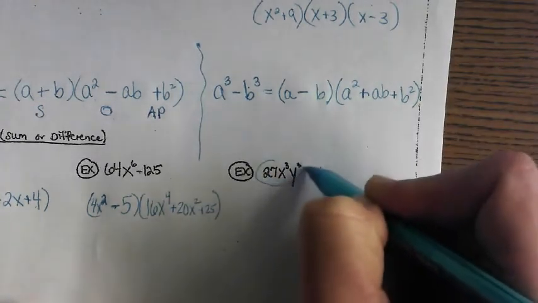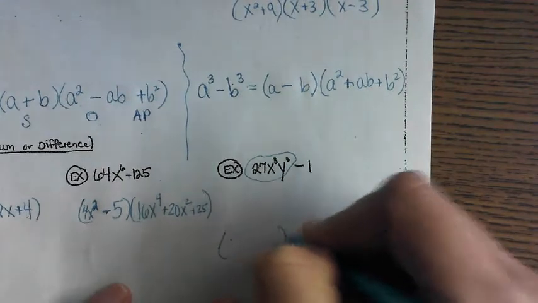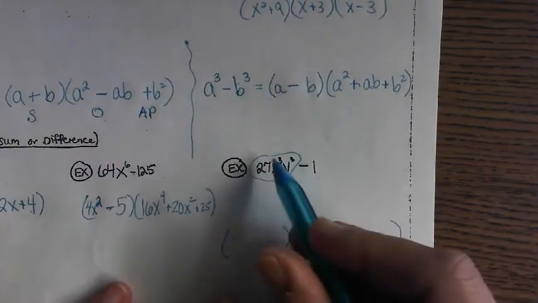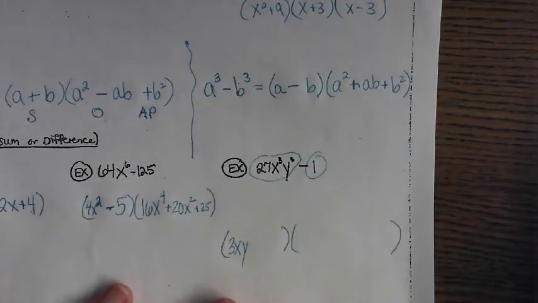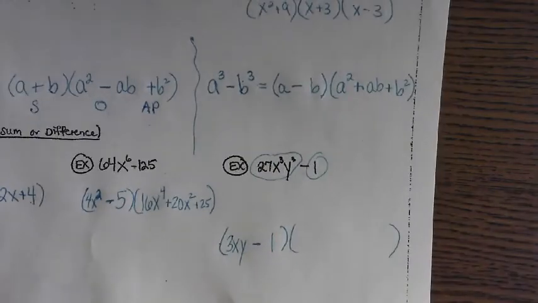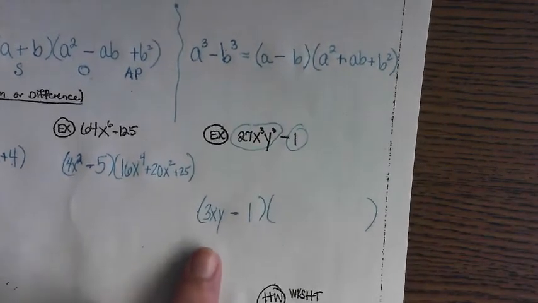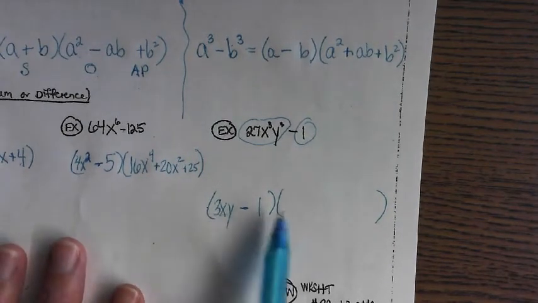What is the cubed root of 27x cubed y cubed? 3xy. Yes, Chris. 3xy. So set up your binomial, trinomial. Cubed root of that is 3xy. What's the cubed root of 1? 1. Same sign is negative. Natalie, what's this term going to be when I square it and put it over here?